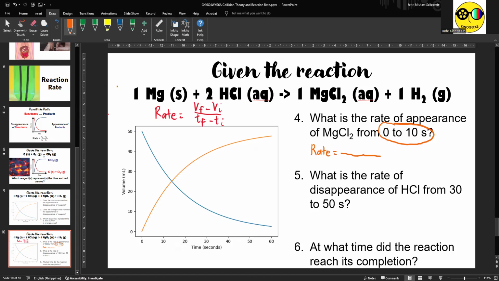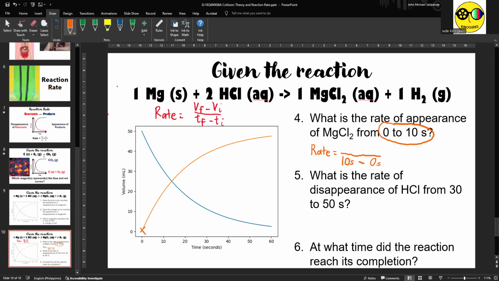So initial time is 0 seconds, but I'll write it here at the bottom right side of the formula or the equation. And the final time is 10 seconds. So I write it here at the bottom left. And you have the minus sign at the middle. Okay? Then let's start interpreting or plotting the volume. No? Let's start with 0 seconds here.